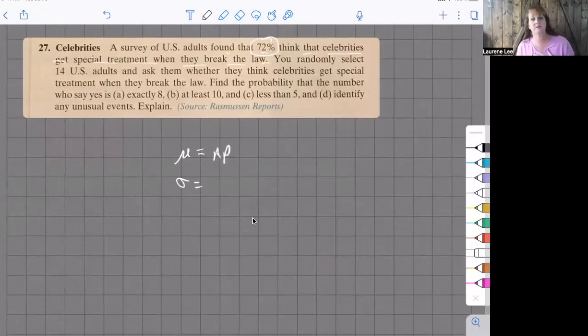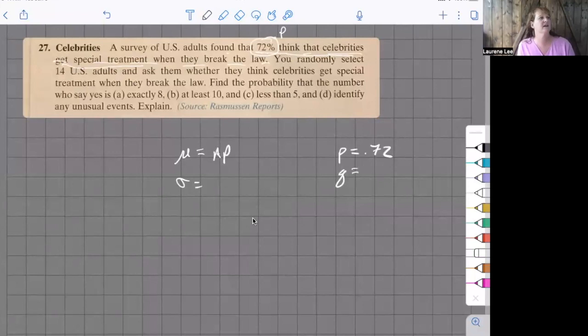Now, what I do with these problems, you can decide what p is going to be. I typically just take the percentage they gave me and make that p. So if 72% think that celebrities get special treatment, then that's going to be my p value. Okay, so p is going to be 0.72. And that means that Q is going to be the rest.